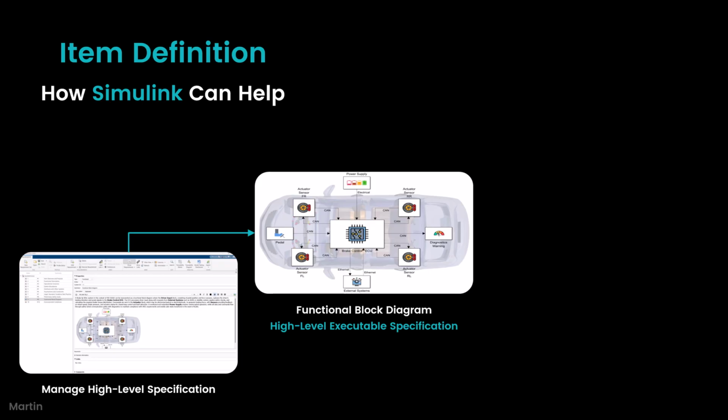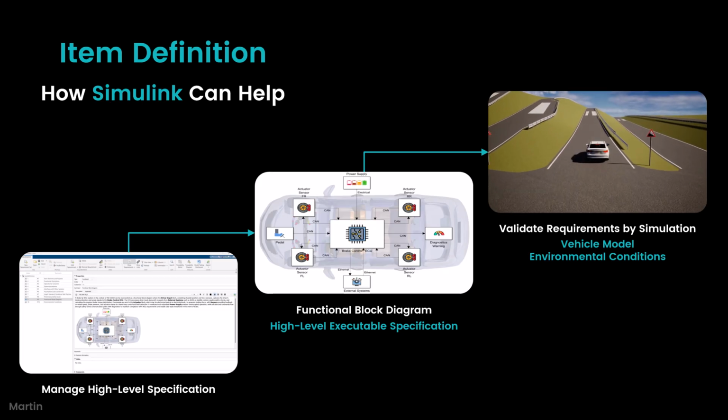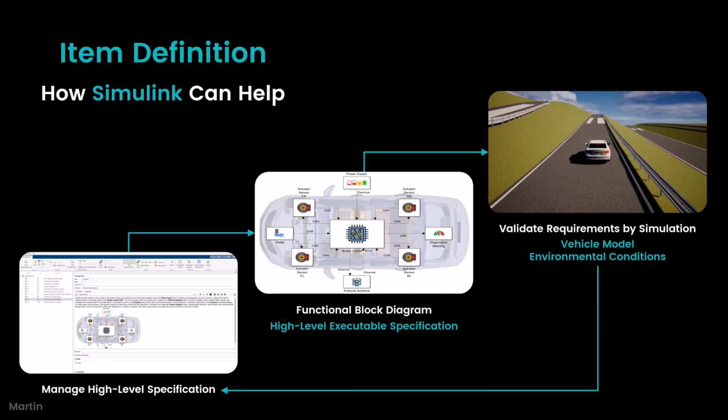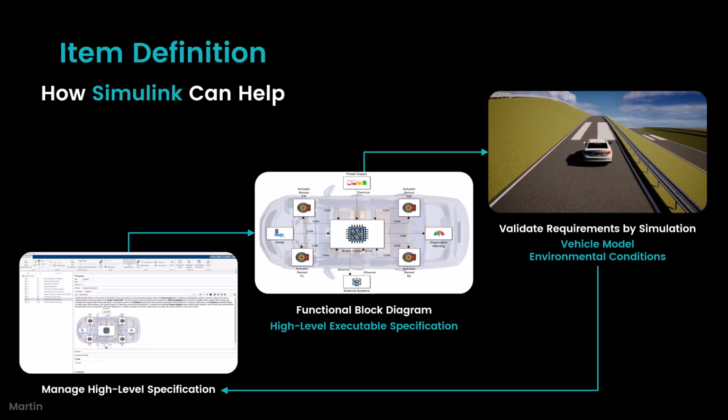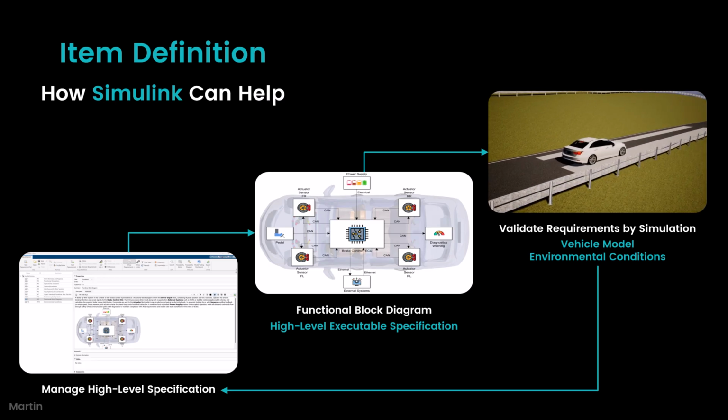To summarize, Simulink provides a comprehensive platform to support the item definition phase. First, it enables effective management, organization, and traceability of requirements throughout the development lifecycle. Furthermore, Simulink helps create detailed functional block diagrams, enabling clear visualization and executable specification of the system's architecture and behavior. By enabling detailed system-level modeling and simulation, it facilitates the item's environmental conditions. Through modeling and simulations, requirements and specifications defined in the item definition can be validated early in the development process, helping to identify potential issues and ensuring consistency.